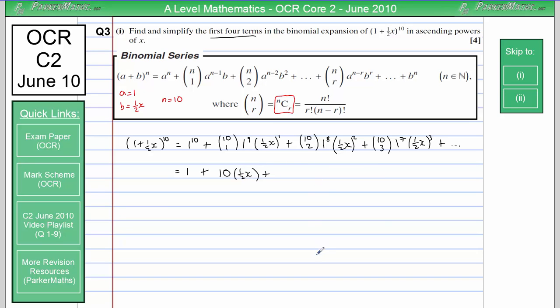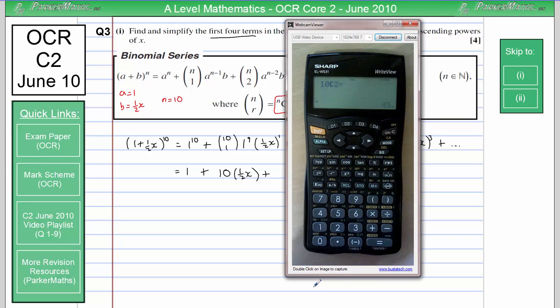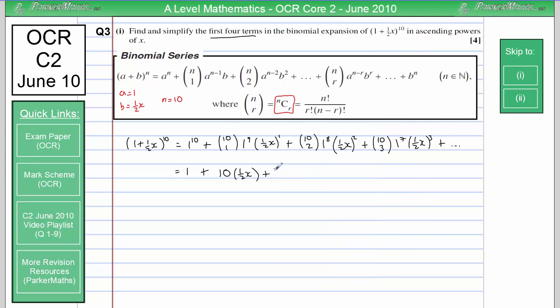For the next one I need to do 10 choose 2, and that gives me 45. I'm going to multiply that by 1 to the 8, which is 1, multiplied by a half x squared. So to expand this, I need to do a half squared, which is a quarter, and then x squared, which is x squared. So I get multiplied by 1/4 x squared. It's really important at this stage, you don't just attach that squared to the x, you must apply it to the half as well.